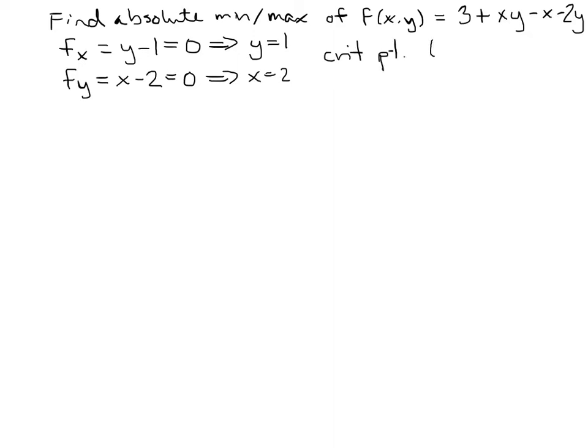So our critical point is the point (2, 1). Now let's find the value of the function at that critical point. So I'm going to take (2, 1) and plug it back up into this original equation. So I get 3 plus 2 times 1 is 2, minus the x value, which is 2, minus 2 times y, which is 2. So 3 minus 2, so the function at (2, 1) is equal to 1. Okay, so there is the critical point and the value of the function at that critical point.